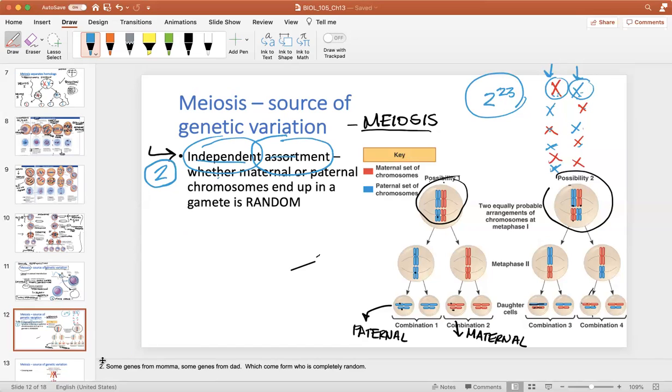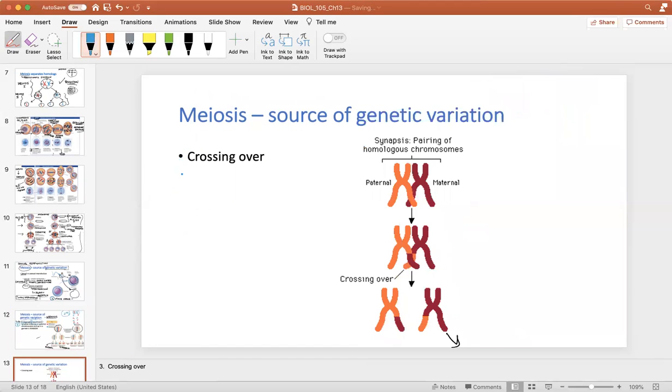The third way that we can get genetic variation out of meiosis is through a process called crossing over. And I've mentioned this a couple of times. It occurs during prophase 1 of meiosis 1, right? Prophase 1, meiosis 1. Anytime you see a 1 after a phase, that means it occurs in meiosis 1, all right?